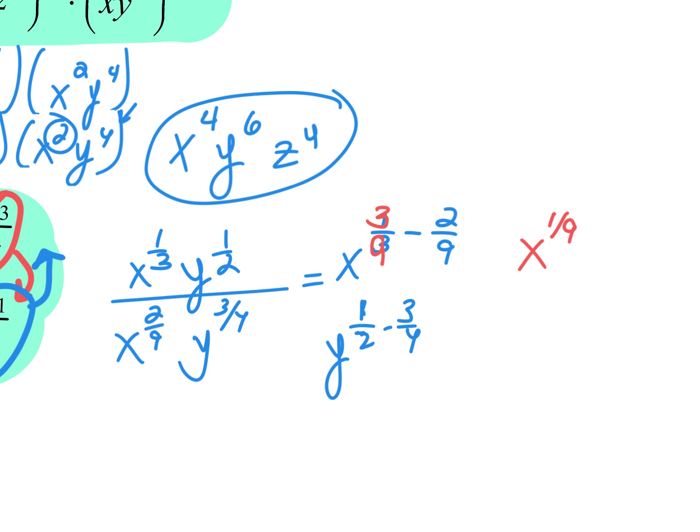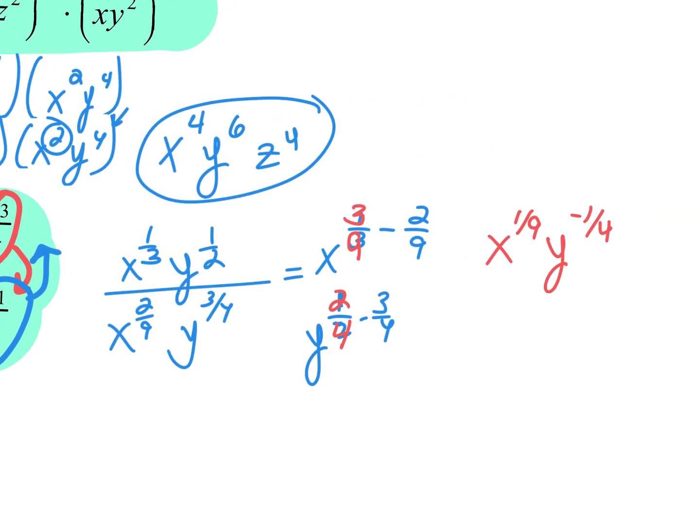Good. And then same thing for my y's. How do I need a common what? Denominator. What's the common denominator between 2 and 4? So if I multiply the bottom by 2, then the top. So I have y to the what? Negative 1/4. The directions explicitly say to write with positive exponents.